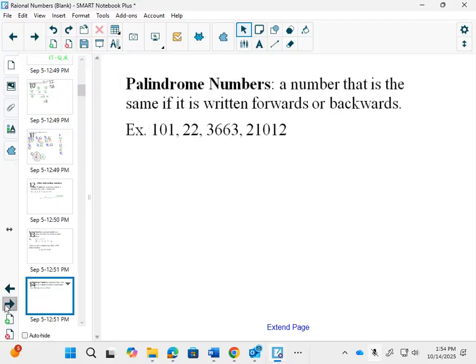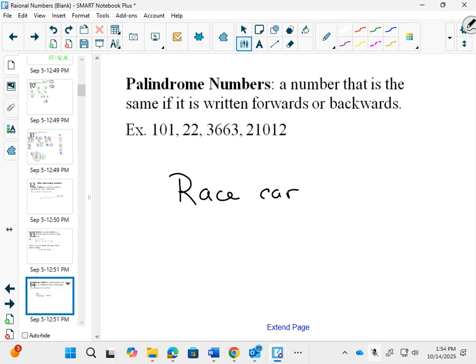And these are just kind of fun. Have you ever heard of a palindrome before? You have palindromes in English and you have palindromes in numbers. If writing it forwards and backwards is the same thing, it's a palindrome. For example, in English, race car. What if I spell it backwards? R-A-C-E-C-A-R. It spells race car backwards too.